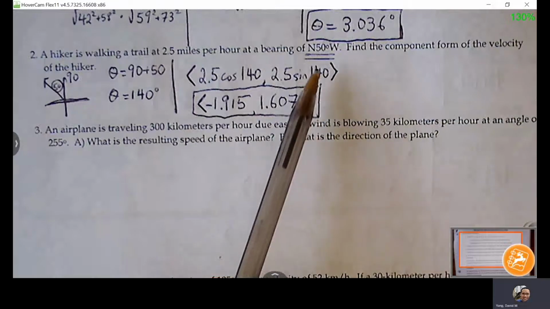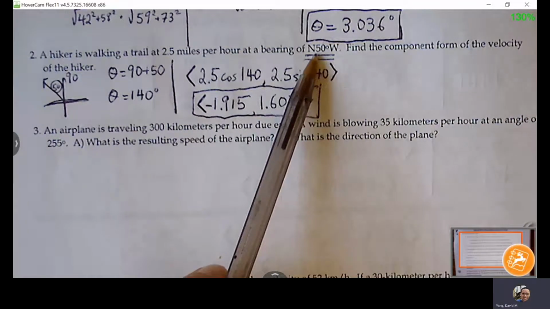Okay, any questions about converting this to standard form?